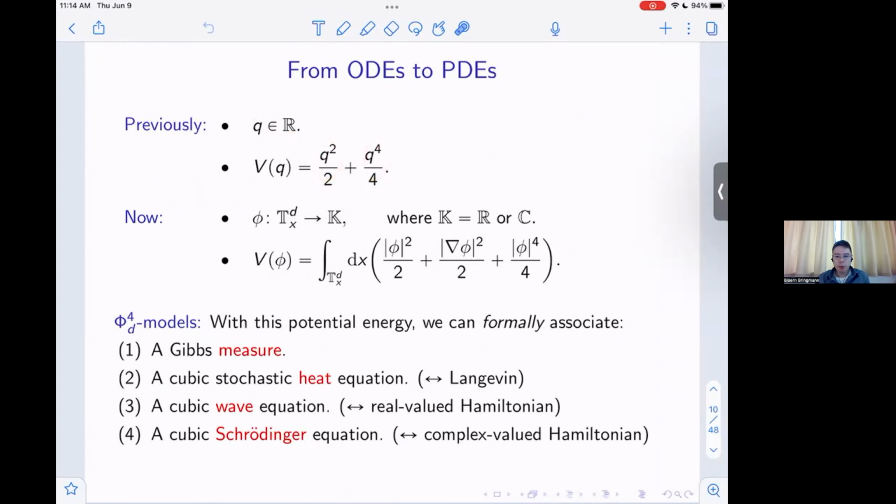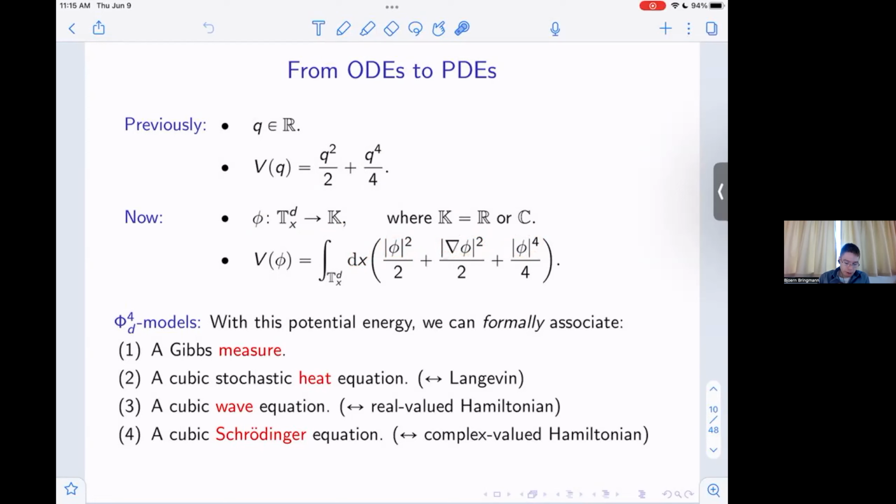Okay, so both of these objects will now be replaced by something that's a tiny bit more complicated. So our unknown will now be a function, which as its domain has a d-dimensional flat torus. So you can think of this as a box with periodic boundary conditions and maps into a field K, which will either be R or C. Okay. And the potential energy will again be a bit more complicated, but it will still be of this quadratic quartic type. So it consists of the integral over the square of the function, the square of the gradient, and the quartic power of the function. Right? So it's again this kind of quadratic quartic type. Now, with this potential energy, I can associate several different objects.